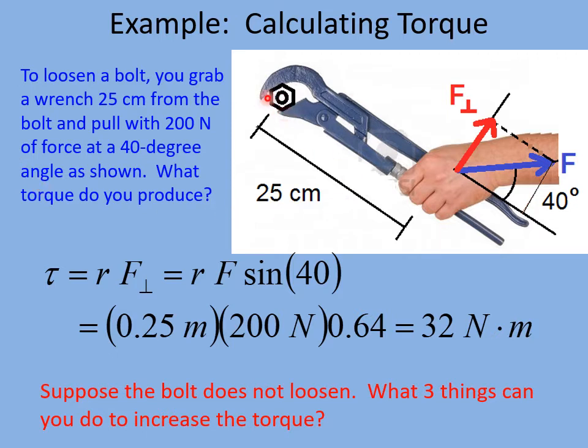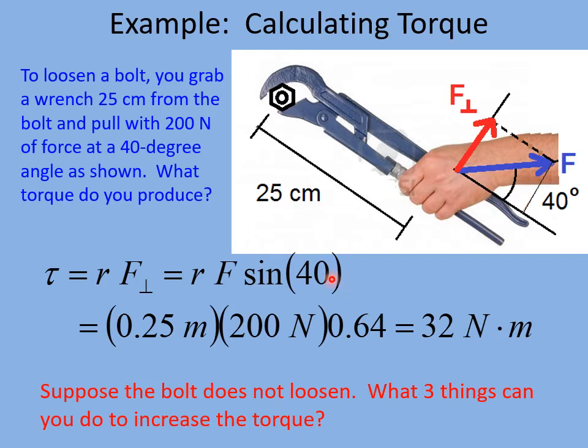All right, so here's our picture. Here's the bolt we're trying to loosen. We've got the wrench. We've grabbed the wrench at a distance of 25 centimeters from the bolt. Notice the force is along the arm of the person using the wrench, and that force is aligned at a 40-degree angle with the radius. So remember that before we do the math, what we're really going to be calculating is this perpendicular force, and that's accomplished by taking RF times the sine of 40.